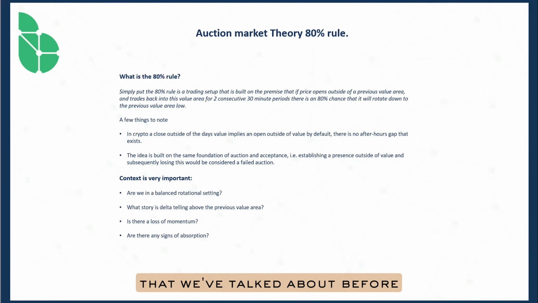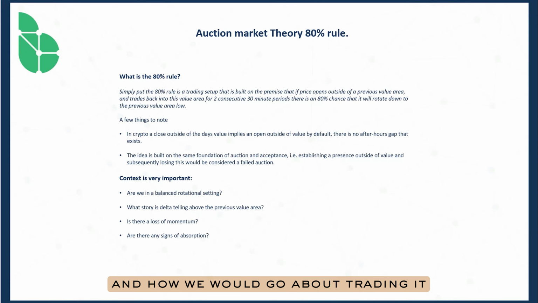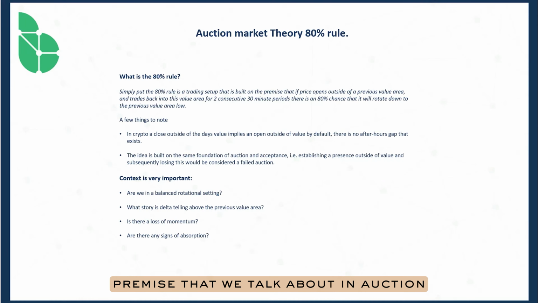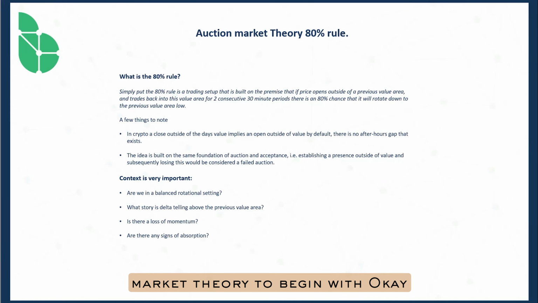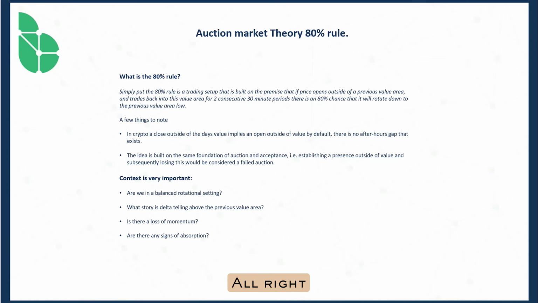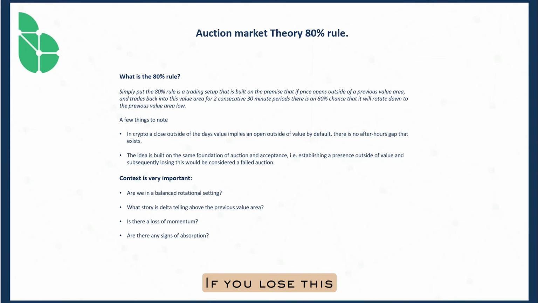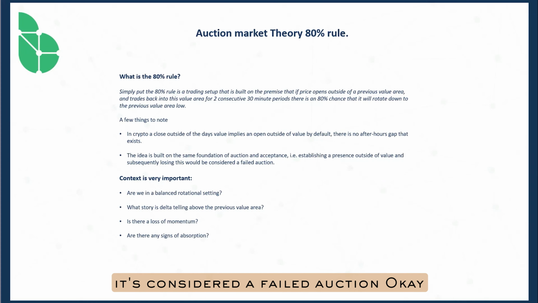It's been something that we've talked about before, and I think it's important that we have a roadmap talking about the setup and how we would go about trading it. A few things to note. One, this is built on the same premise that we talk about in auction market theory to begin with. The idea is built on the foundation of auction and acceptance. Now, if we establish a presence outside of value, whether to the high or to the low, and we lose this, it's considered a failed auction.